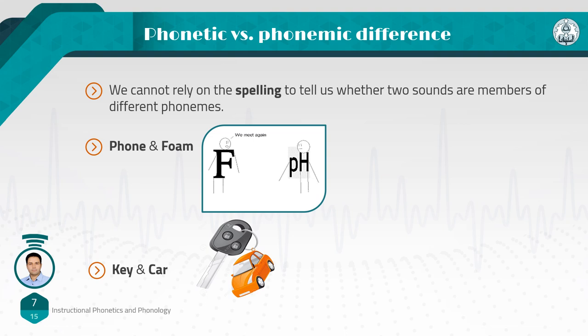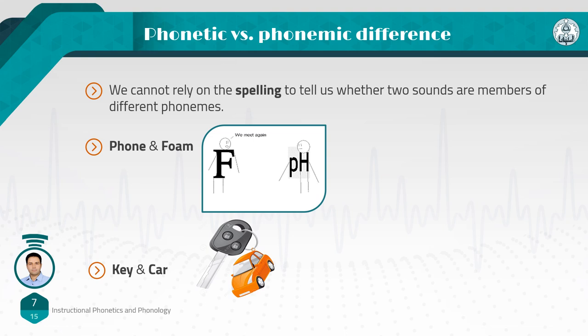If you remember, I just said in the previous slide that there's a difference between the L in pill and lip. This is the same thing. The K sound in key and car, they're different. If you want to understand the difference, you can whisper just the first consonants in these two words. Here you can probably hear the difference.